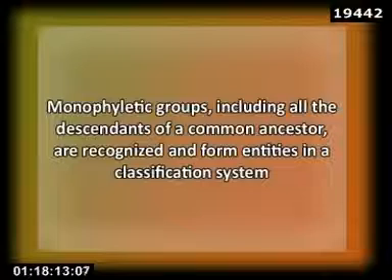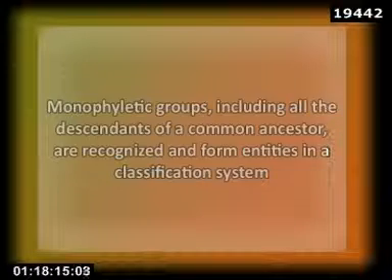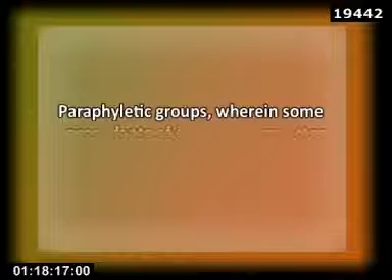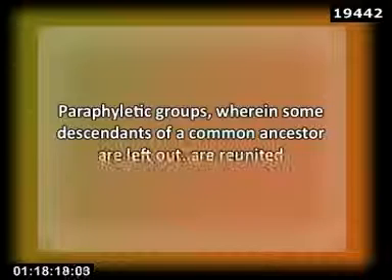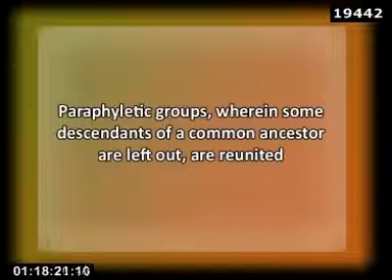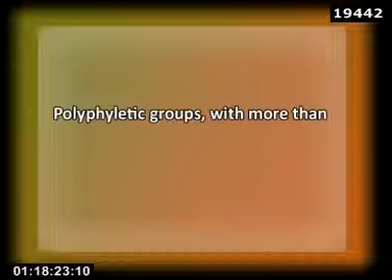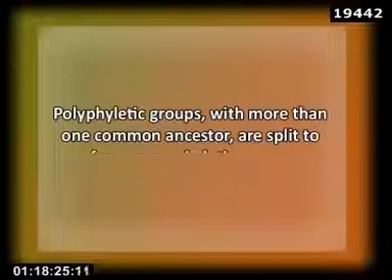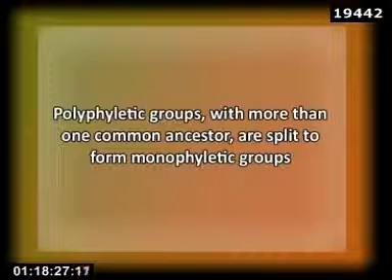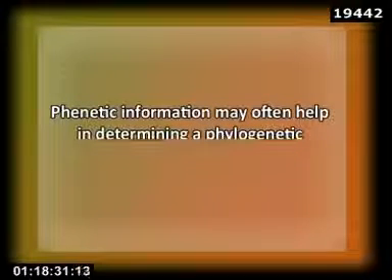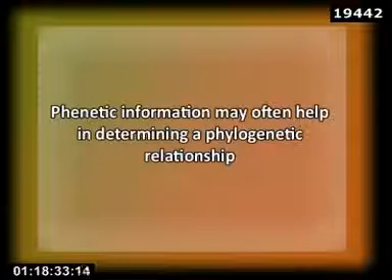Monophyletic groups, including all descendants of a common ancestor, are recognized and form entities in a classification system. Paraphyletic groups, wherein some descendants of a common ancestor are left out, are reunited. Polyphyletic groups with more than one common ancestor are split to form monophyletic groups. Phyletic information may often help in determining phylogenetic relationships.